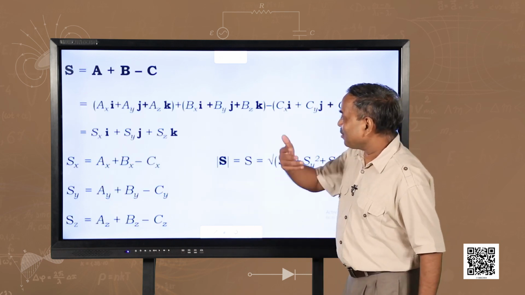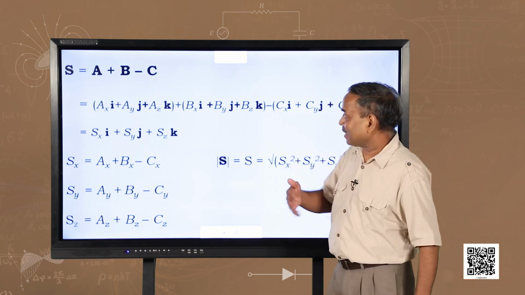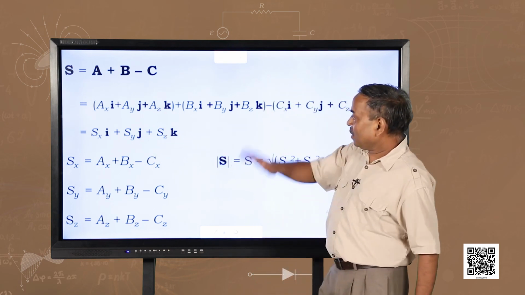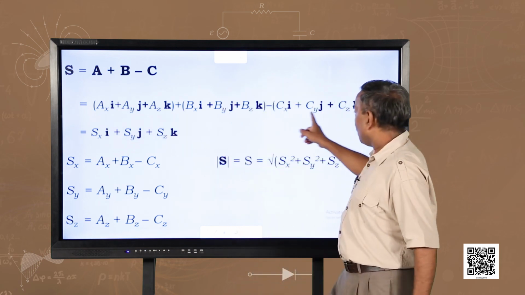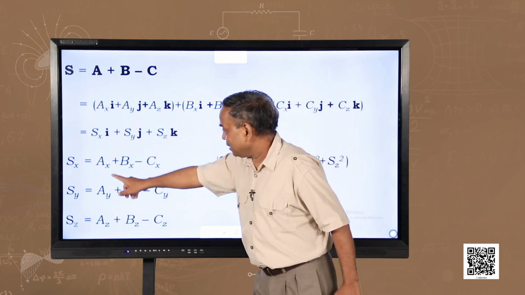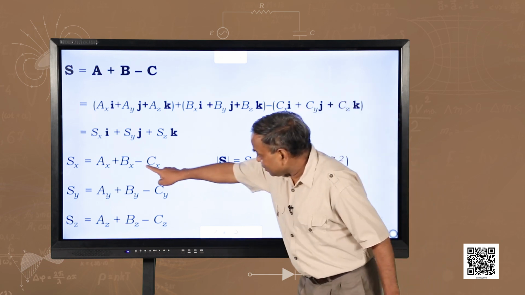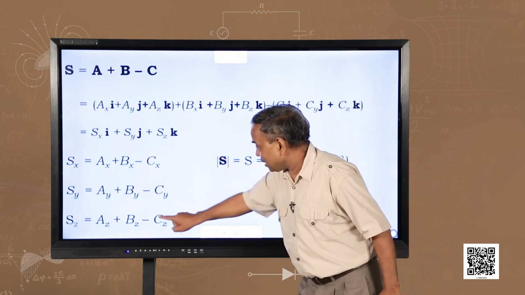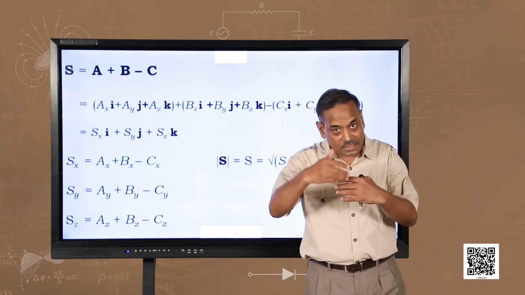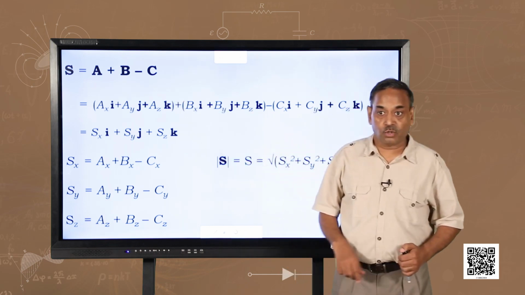Now, let us take 3 vectors and do some practice exercise. The 3 vectors can be written like this. Now, the total S is not difficult to comprehend; you can do it by simple algebra. S has components Sx i, Sy j, and so on, and then the magnitude of S. Remember here it is minus: S is equal to A plus B minus C. This is how you can do vector algebra, addition and subtraction of more than 2 vectors.